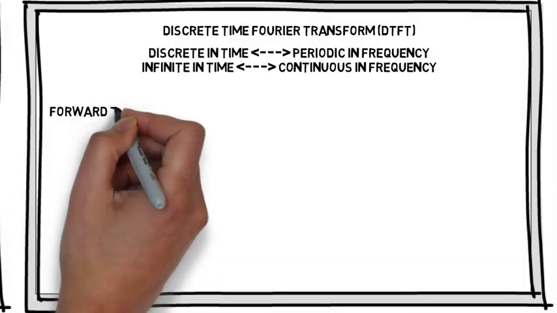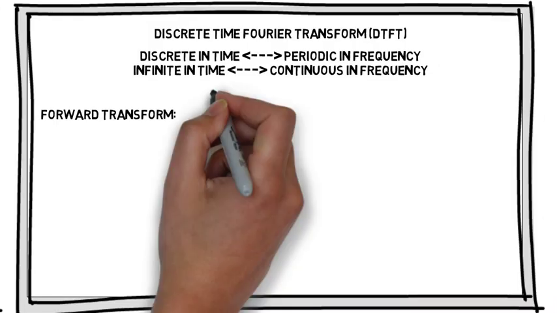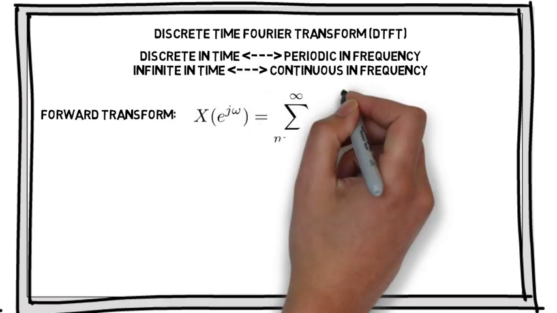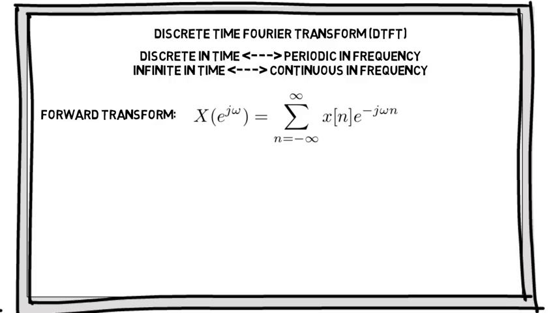So the forward transform is kind of like the CTFT, except instead of integrating over x of t, we have to add over x of n. We'll add from n equals minus infinity to infinity x of n times e to the negative j omega n, and that gives us x of e to the j omega. We'll use a little omega here to mean frequency in radians per sample, rather than frequency in radians per second.